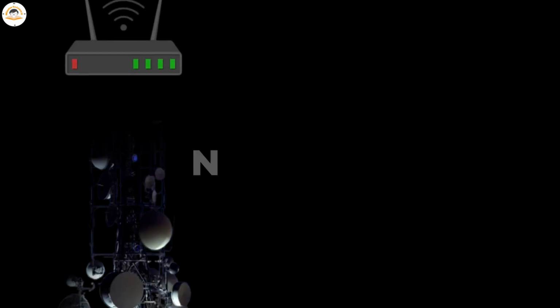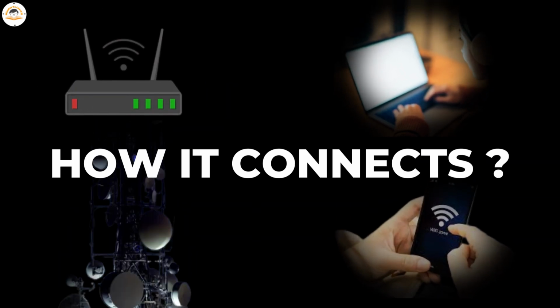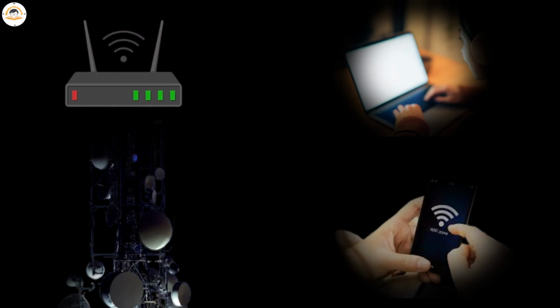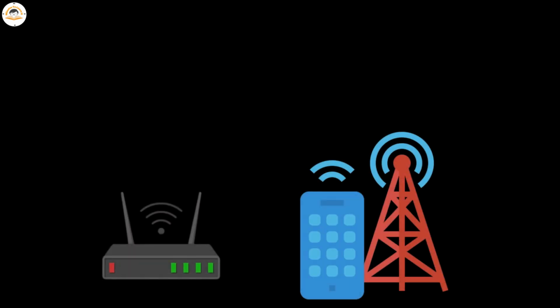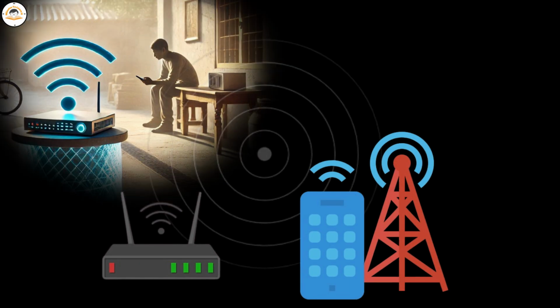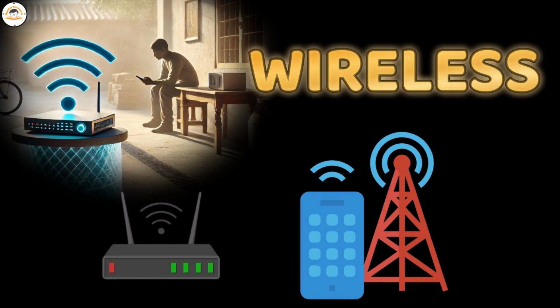But in both cases, there is no wire connection to the device, right? So how does it connect without having the wire? This would be the last step to connect the world. Your Wi-Fi router or mobile network uses radio waves to connect to the device in your home. So this is called wireless connection.